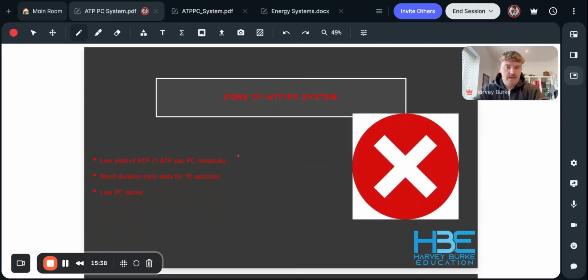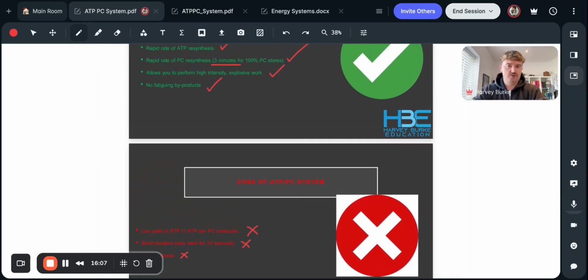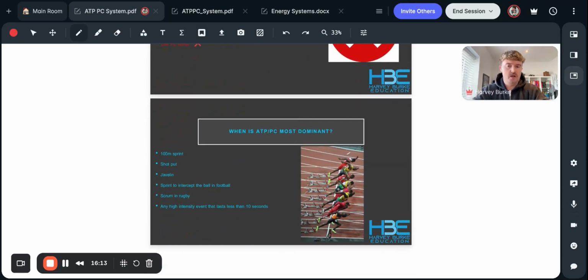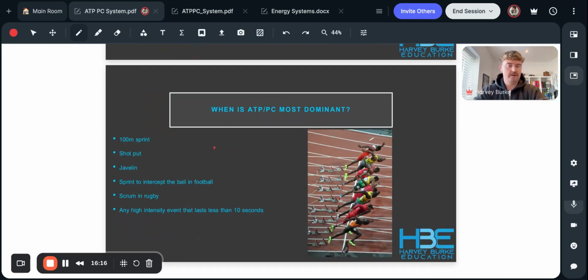However, the cons: it hardly produces any ATP, so only 1 ATP per phosphocreatine molecule, so it has a really low yield when compared to, let's say, the aerobic system, which produces 38 ATP per glucose molecule. You can only use it for up to 10 seconds at a time, and that's because you've got limited stores of phosphocreatine in the sarcoplasm. So those two slides there are just if you had to evaluate the use of this energy system. And as we've said, some examples there of when the ATP-PC system is most dominant, like a 100-meter sprint.